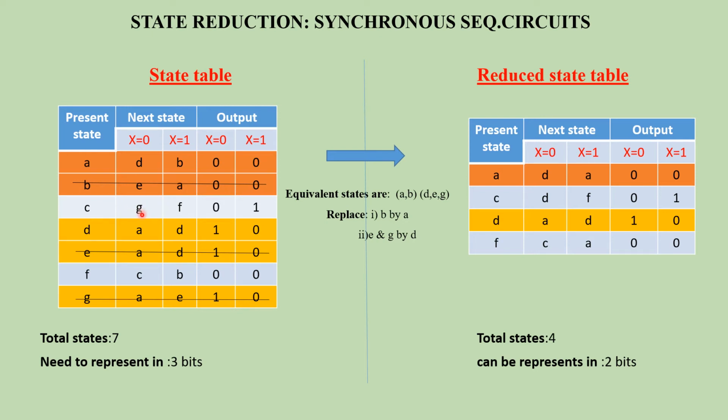In C, what have we written here? E and G can be replaced by D. So here actually in the original state table we have G, replace it by D. D, F, 0, 1, right? Then next one, D we are supposed to write. So I write it as such.